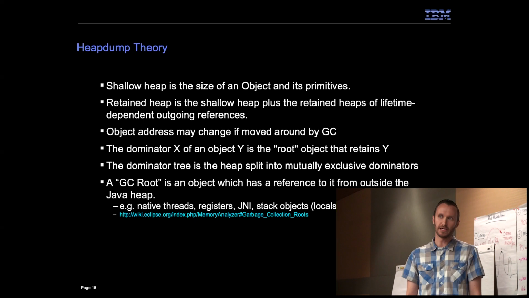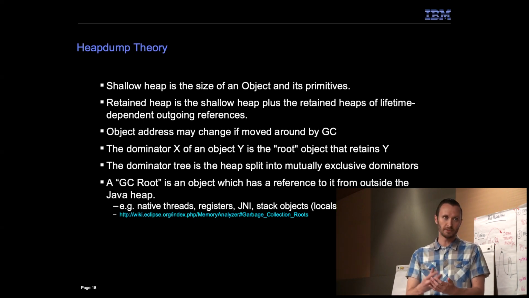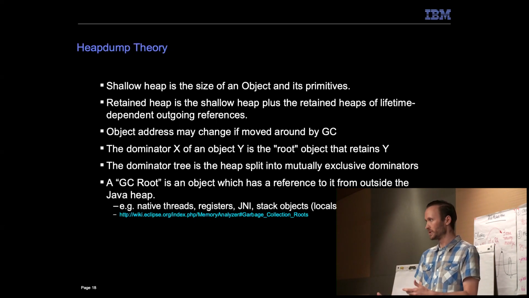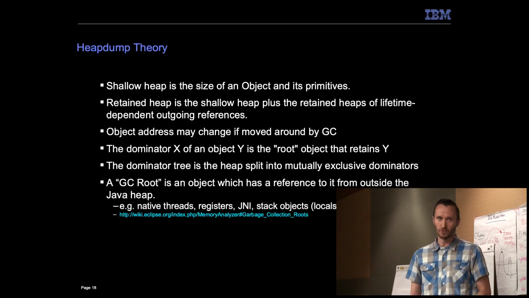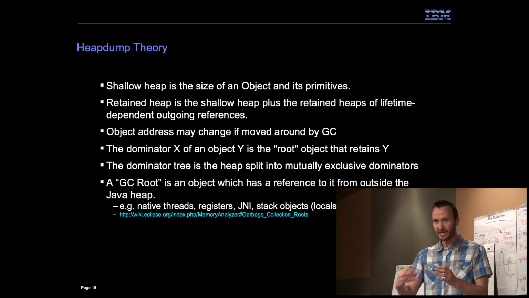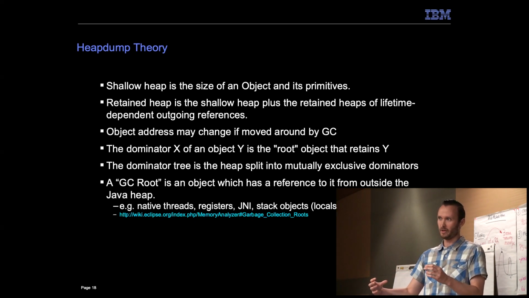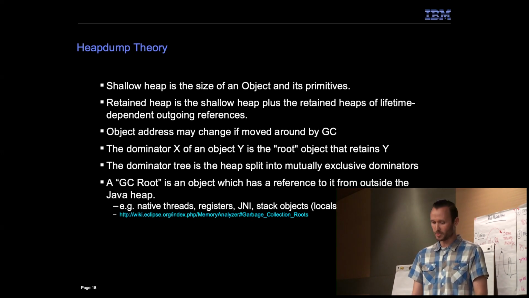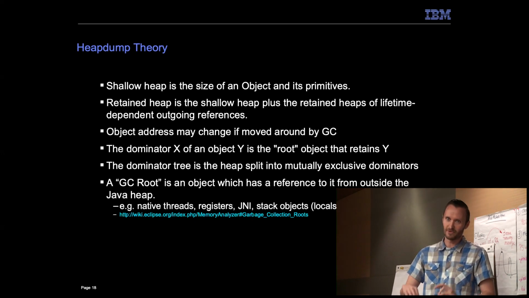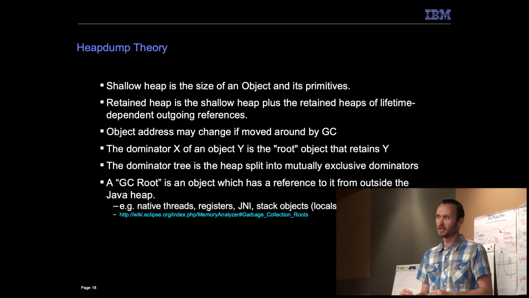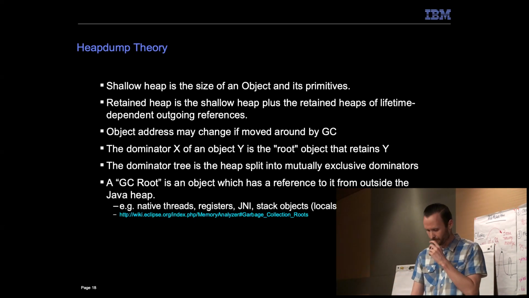So the shallow heap is the size of just the object itself and any of its fields, so integers, booleans, things like that. The retained heap is the size of the shallow heap plus the retained heaps of any objects that that object retains. I'll get deeper into retained heap in a second, but you can vaguely think of retained heap as the effective size of an object and all of the things that it references.